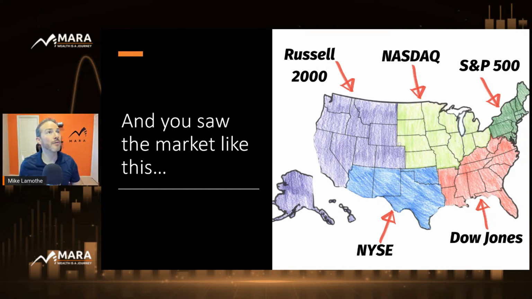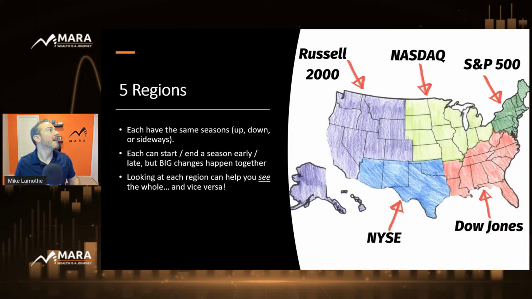the S&P 500 up over here, and then you have the Nasdaq, you have the Russell 2000, you have the New York Stock Exchange, you have the Dow. They're all there, right? They're all affecting one another. They're all going to experience the same types of seasons, right? You have the five regions. Each of them have the same types of seasons, right? They're moving up, they're moving down, they're moving sideways.